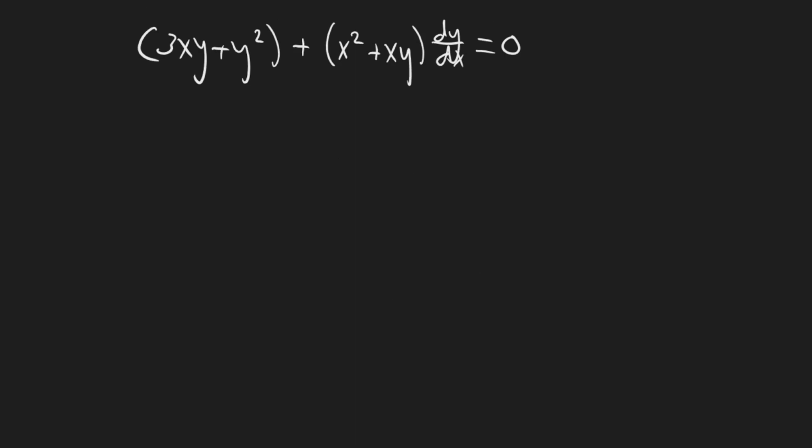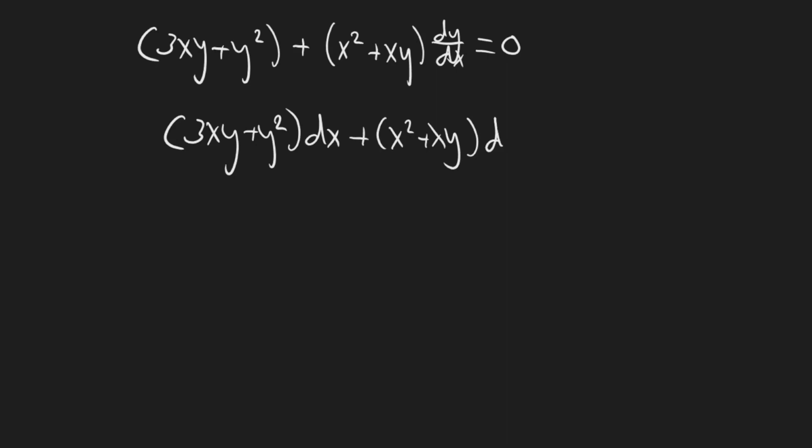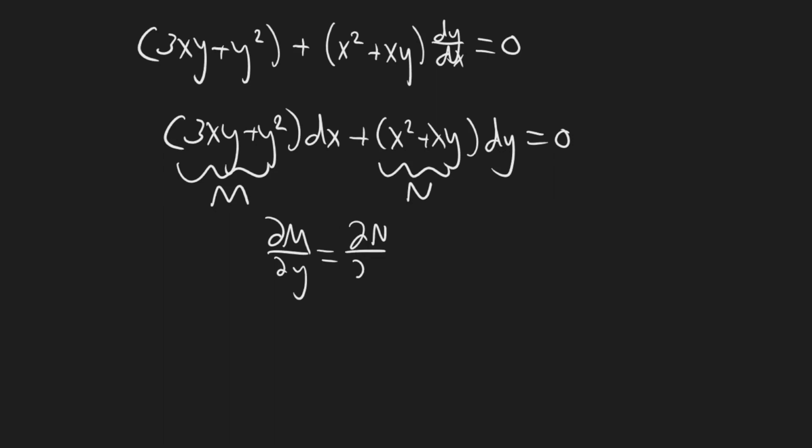All right, here we go, and this is another one where to recognize that this could be exact, again, we have to multiply both sides by dx. And so this would just give us 3xy plus y squared times dx plus x squared plus xy times dy. And then again, this is in the exact form that we want, where this is m and this is n. All right, so it is in the form of what could be an exact ODE, so now we just need to make sure that it is one.